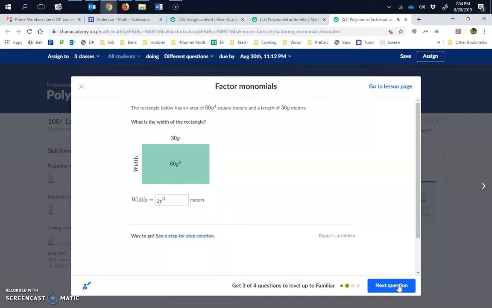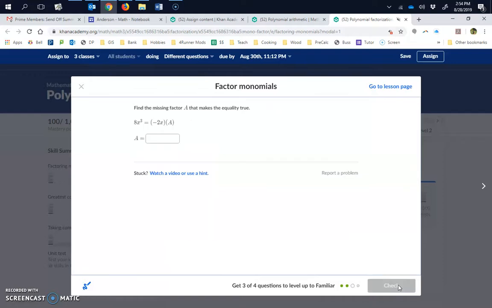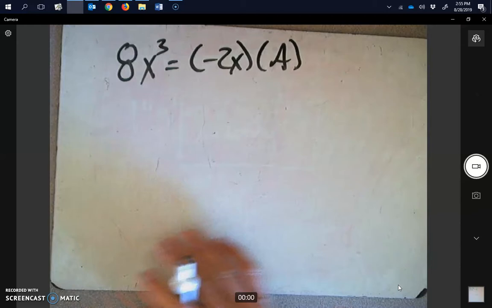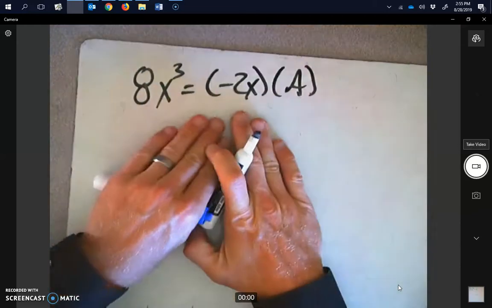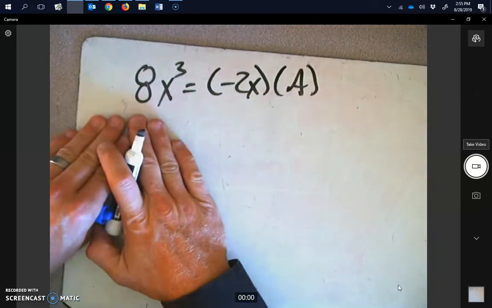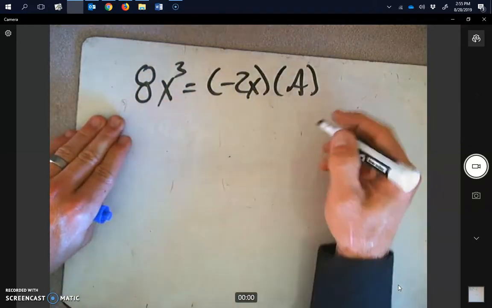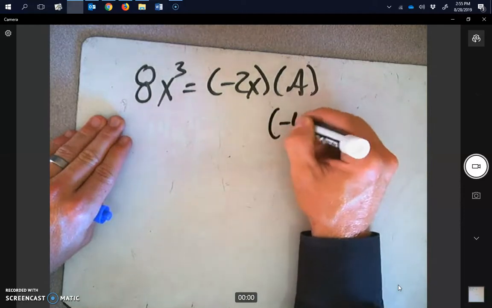Next question. All right, so it's very similar to the last question, except they're not giving you a drawing. So we have 8x cubed is equal to negative 2x times our unknown, which is a. Okay, so negative 2 times what equals 8? Well, negative 2 times negative 4.